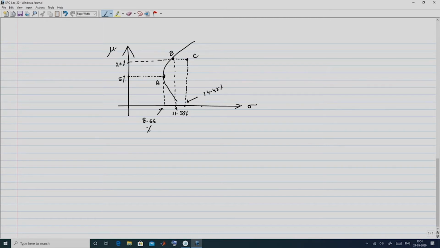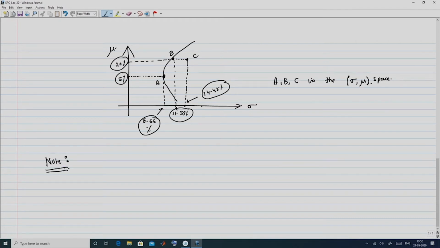So, A is identified as the one with mu 5% and sigma 8.66%, B is the one with mu 20% and sigma 11.55%, and C is the one again with mu 20% and sigma 14.43%. So, this is basically portfolios A, B, C in the sigma mu space. Alright, so now what we are going to do is we are going to make a few observations out of this. So, here you observe that A and B lie on the efficient frontier.